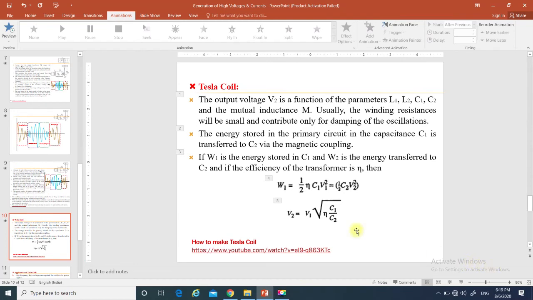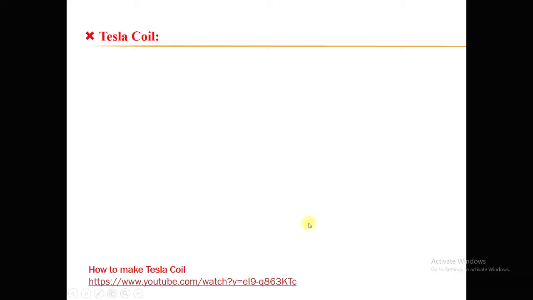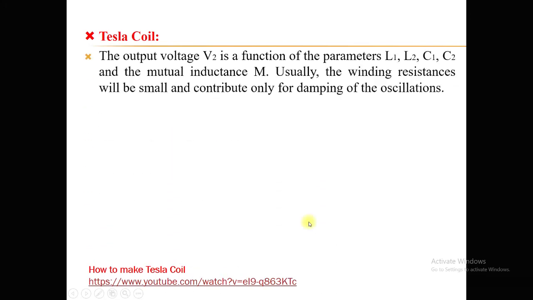So this is how you can make your own Tesla coil at home.